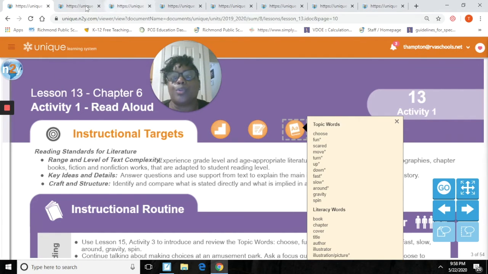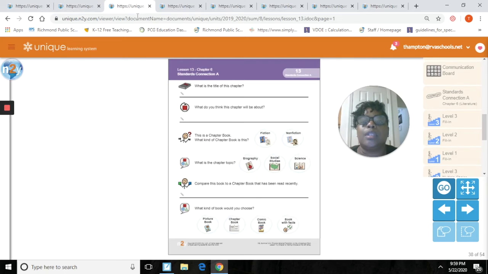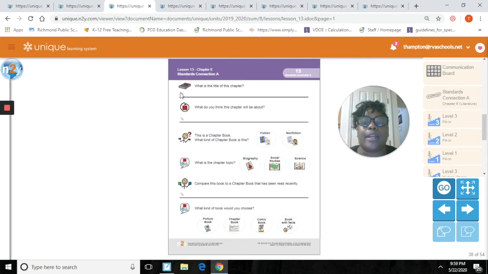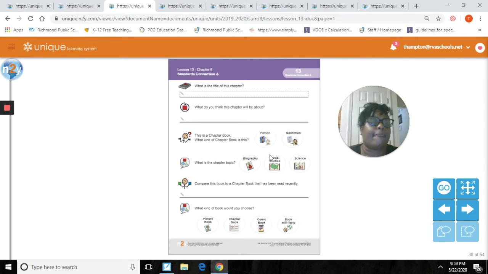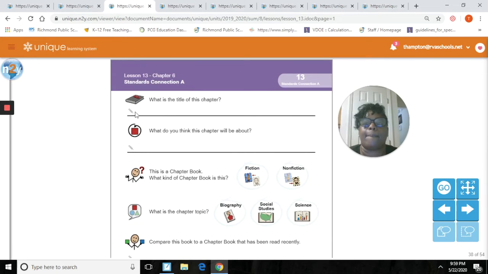All right, so before we start reading our story, we want to do an activity. Let's take a look at our book cover here, okay? We know the title of our story is called Making Choices at the Gift Shop. It says, what is the title of this chapter? Did you say Making Choices at the Gift Shop? Because if you did, you were correct, okay? Making Choices at the Gift Shop. All right. What do you think this chapter will be about?